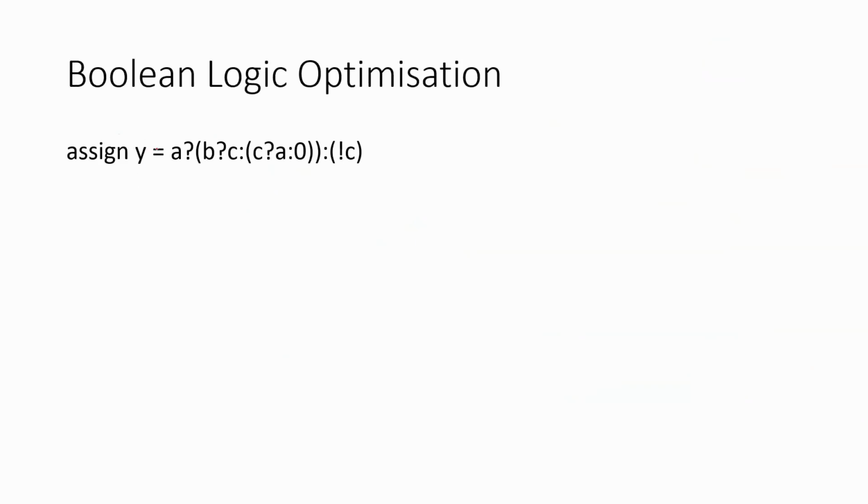In case of Boolean logic optimization, I'm having this expression, say assign Y equals, so this ternary operator is something like a mux, right? So let's see what it does. It is looking for the value of A as 0 or 1. If A is 1, it is going to take this, else it is going to take this value. So if A is 0, it's taking the value of C bar. If A is 1, it is going to look at this expression.